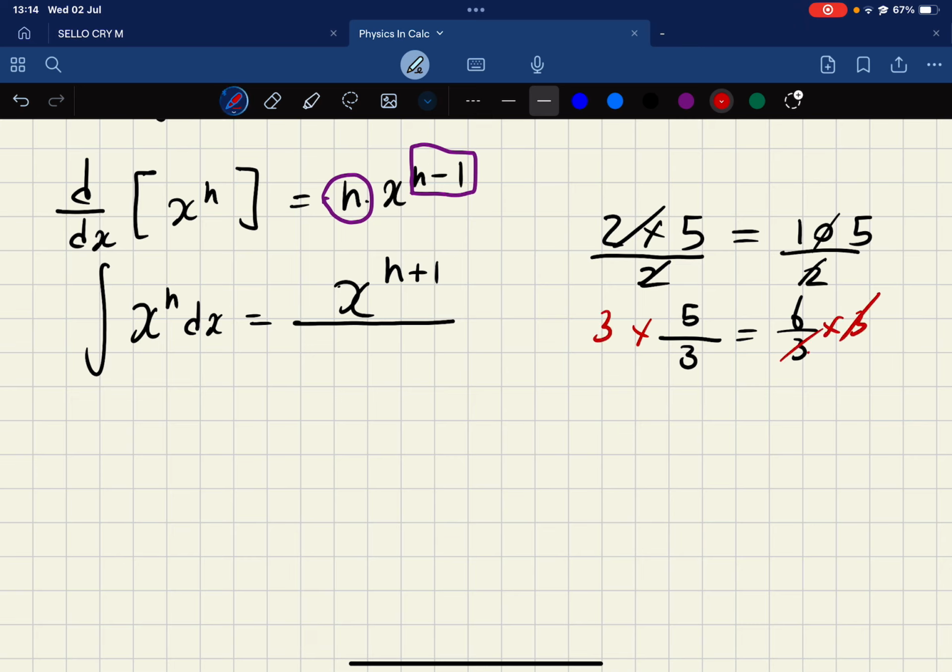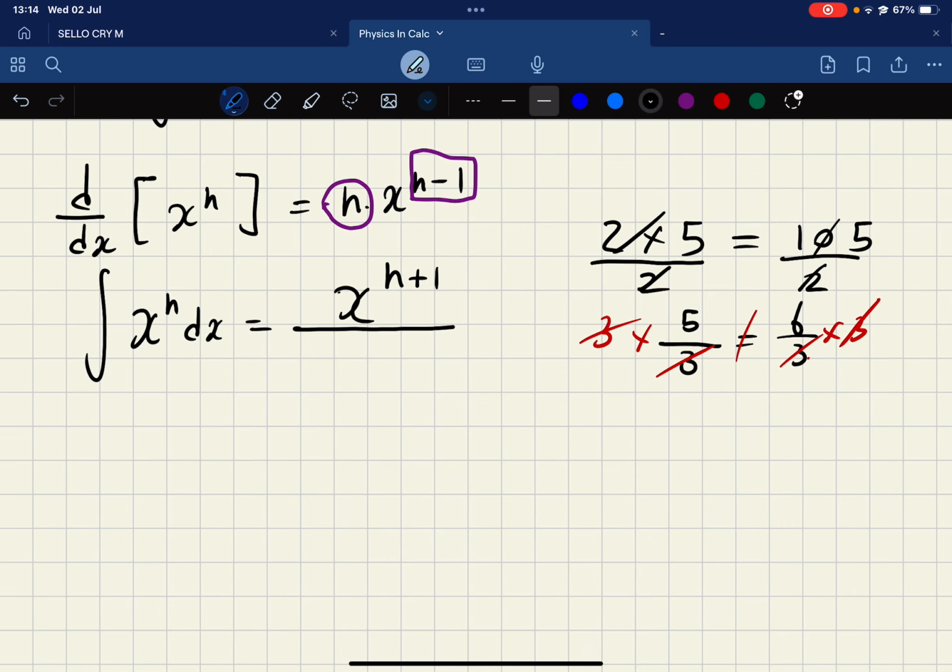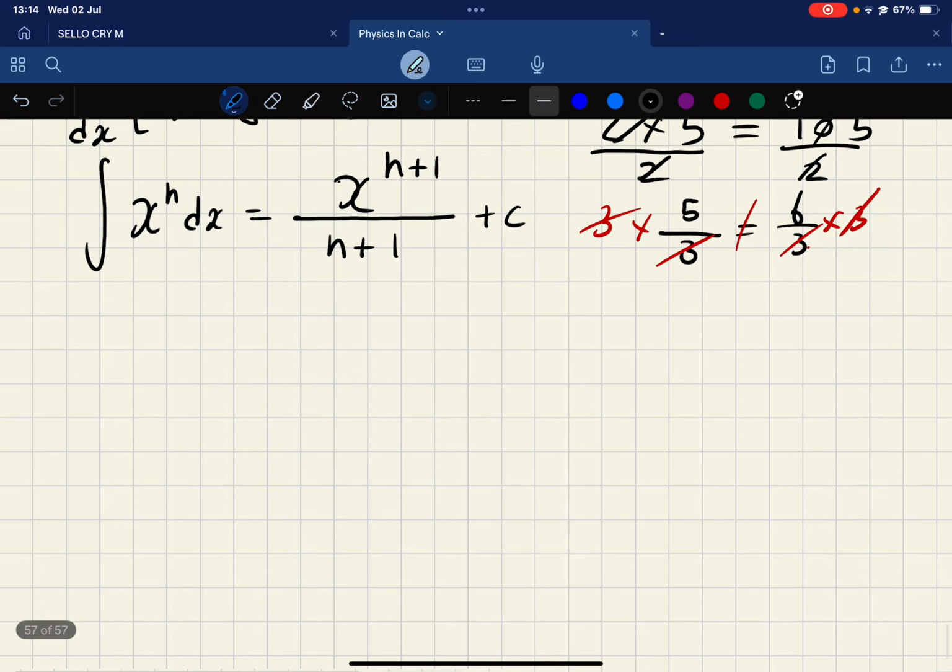Is multiplication. Therefore, they cancel. Something like that. So now we're going to divide by what? By n plus 1. Then we say plus c. Understand? So now let's go to our function.